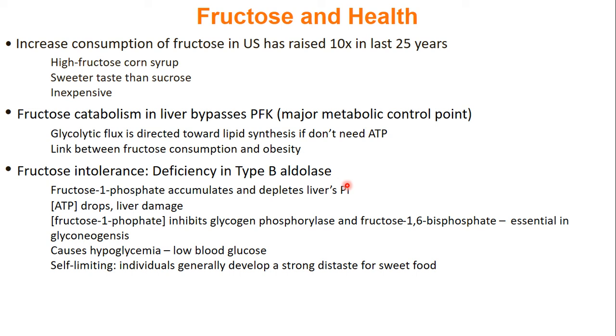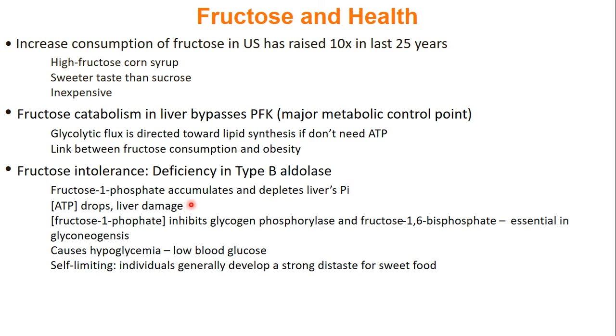On the other hand, you can have fructose intolerance. If you don't have that type B aldolase we talked about, you're going to be intolerant to fructose, which means you can't eat it. The reason is that fructose 1-phosphate will start to accumulate in the liver, and you're going to deplete the amount of phosphate in your liver.